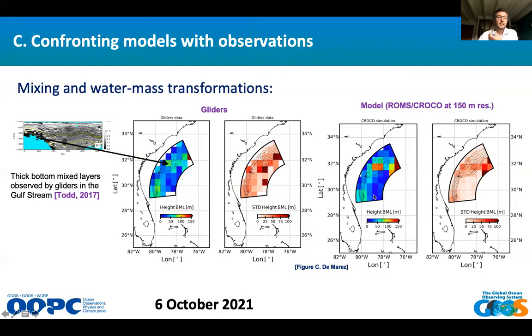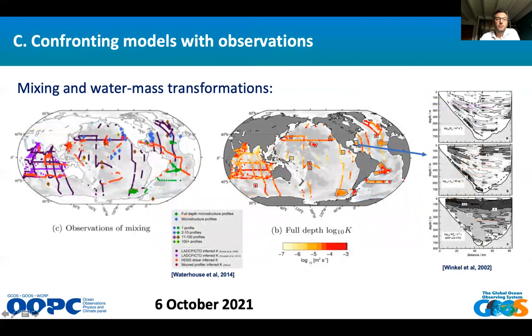So especially the mixing itself is very difficult to quantify and to observe. And we know that it is an area where models have flaws, and it's very difficult to check how they're doing and try to improve these aspects. If we look at specific microstructure measurements, so to measure the small scale dissipation and mixing, we don't have such a large number of direct measurements.